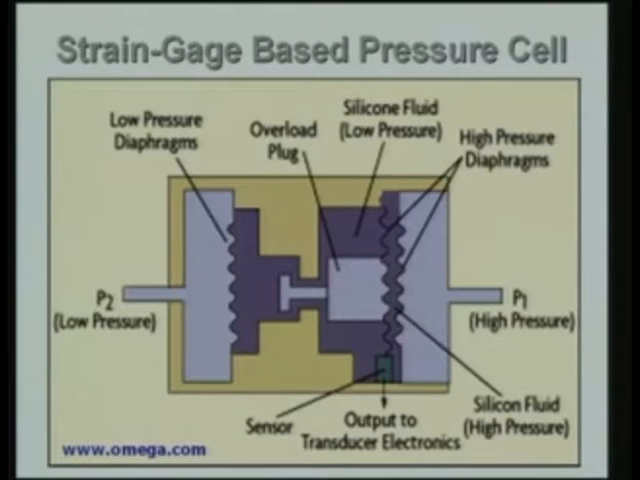Another example I am going to take, before we look at the strain gauge and its theoretical background, is a strain gauge based pressure cell. Again, I have taken it from the website of omega.com, who is a manufacturer of these kinds of instruments, and this is a schematic of how a pressure cell is made, and you can see that this is essentially a cylindrical casing within which you have certain elements.